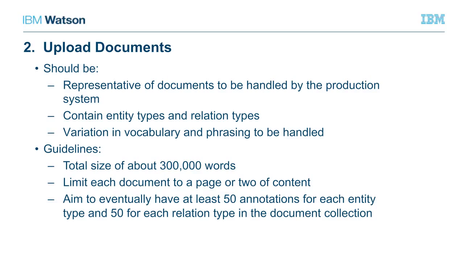It also suggests to limit each document to maybe a page or two of content. So therefore, if necessary, you could split the documents into multiple pieces. And this just helps the human annotators not get bogged down with too much information at once. And you should also aim to have at least 50 annotations of each entity type and 50 of each relation type when you finish the annotation process.